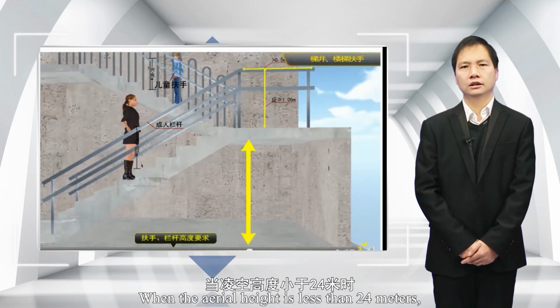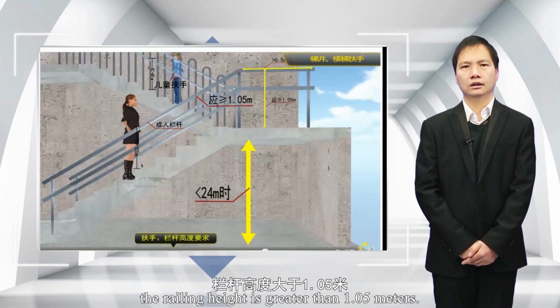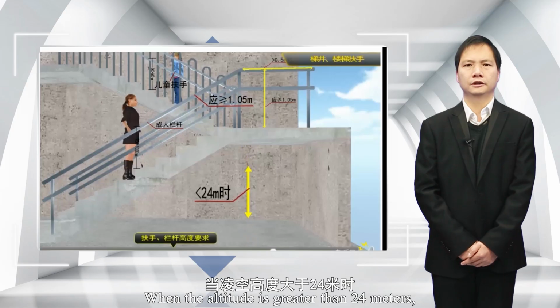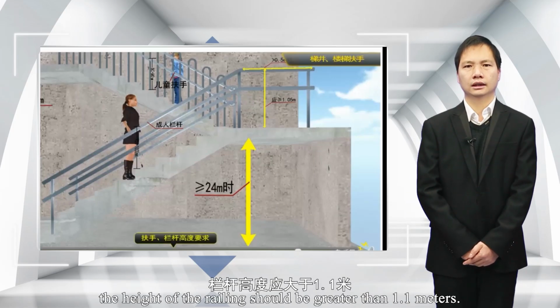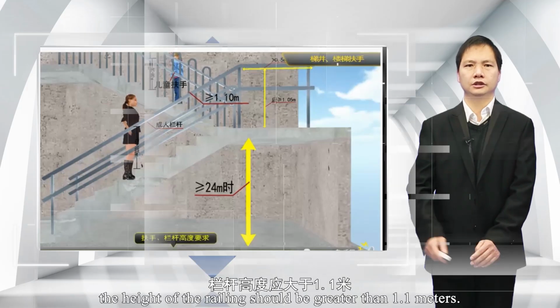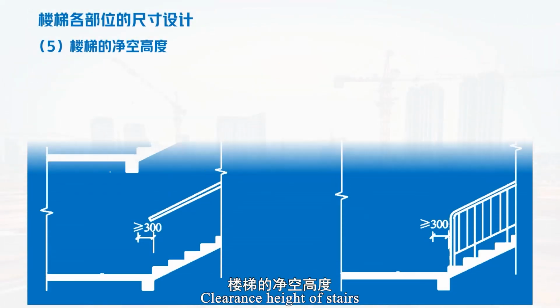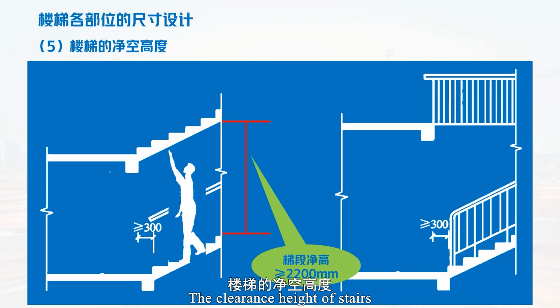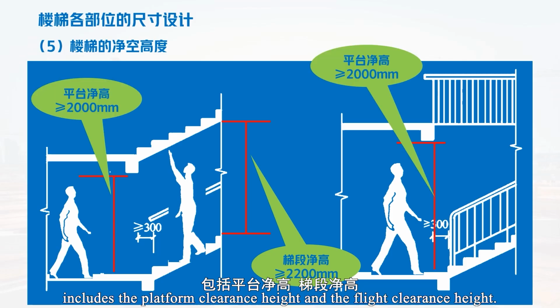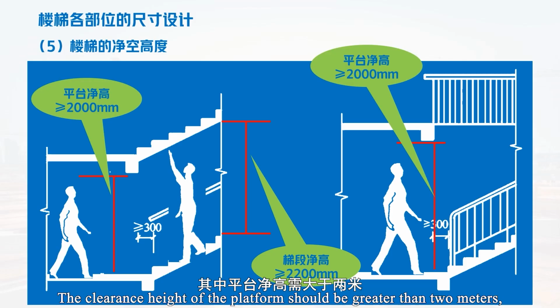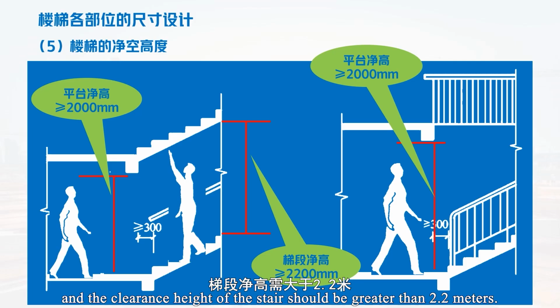When the height above ground is less than 24 meters, the railing height is greater than 1.05 meters. When the height is greater than 24 meters, the height of the railing should be greater than 1.1 meters. Clearance height of stairs. The clearance height of stairs includes the platform clearance height and the flight clearance height. The clearance height of the platform should be greater than 2 meters, and the clearance height of the stair flight should be greater than 2.2 meters.